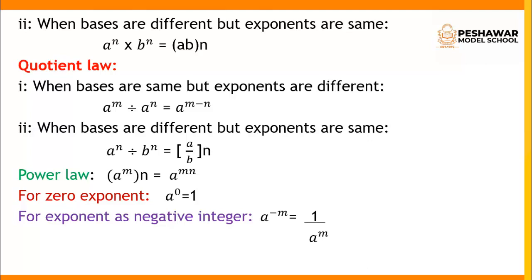Now come to the third law, that is power law, in which you see two powers. One power is inside the bracket and the other power is outside the bracket. So here we have to multiply these powers. a power m, whole power n, is equal to a power mn. Now for zero exponent, a power 0 is equal to 1. Also for exponent as a negative integer, whenever the power is negative, a power minus m is equal to, we have to take the reciprocal, that is 1 divided by a power m.